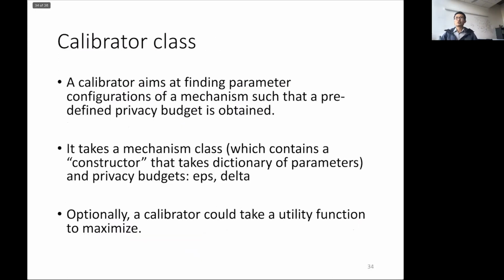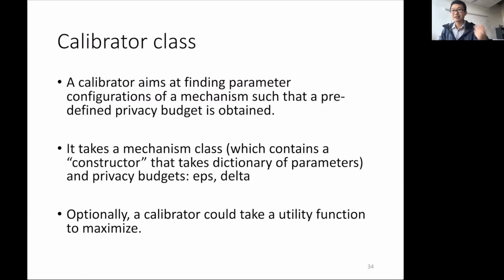The last class of AutoDP is what we call a calibrator class. The calibrator aims at finding parameter configurations of a mechanism such that a predefined privacy budget is obtained. This is useful, as we've seen earlier, because we want the algorithm to be tweaked such that we can guarantee that for any possible input data set, you get epsilon delta DP for epsilon equal to, say, 1.0 and delta equal to 10 to the power of -6.